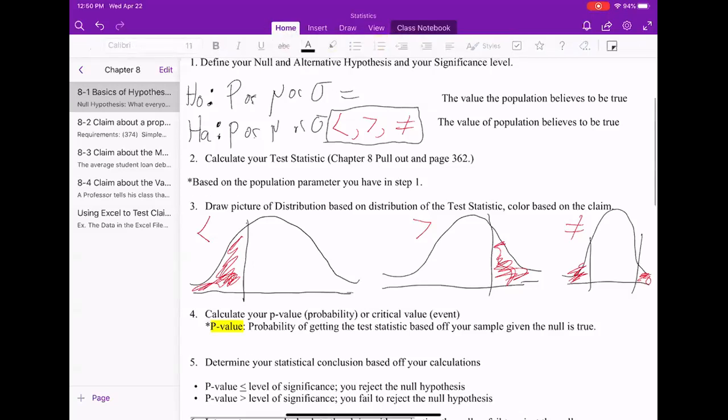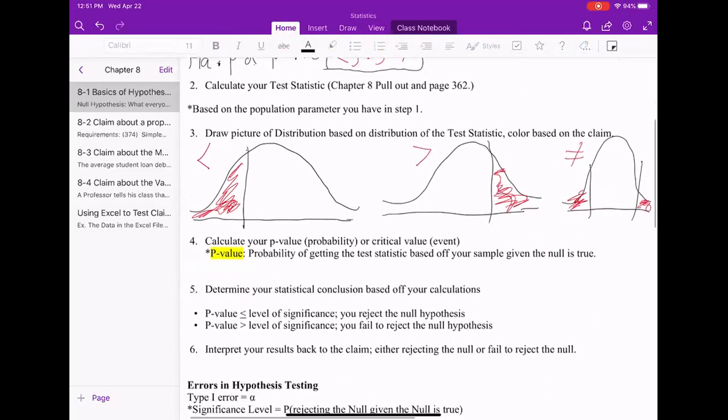So fourth step, calculate your p-value or critical value, all right? This is kind of the, well, somewhat new thing. We've done critical values, right? Critical values are confidence intervals. And critical values for confidence intervals and the critical value for a hypothesis testing is the exact same thing. P-value is kind of the new thing here. It is a probability, all right? And we'll do a p-value today.